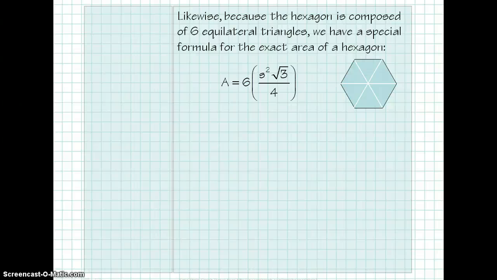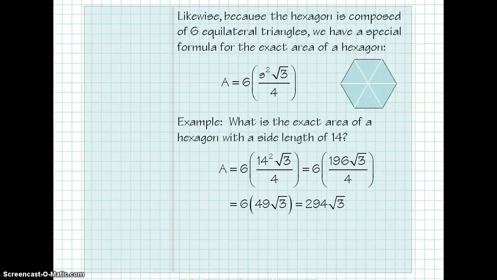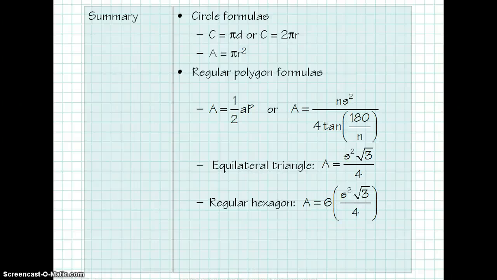Now, since a hexagon is composed of 6 equilateral triangles, this formula also works for the exact area of a hexagon. We just have to remember to multiply everything by 6. So if I have a hexagon whose side length is 14, I plug in 14 for s, and so I end up with all of that stuff there, and come out with 294 square root of 3. So just kind of the formulas you need to keep in mind.